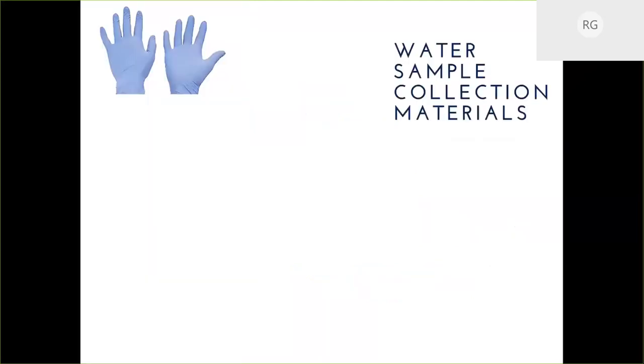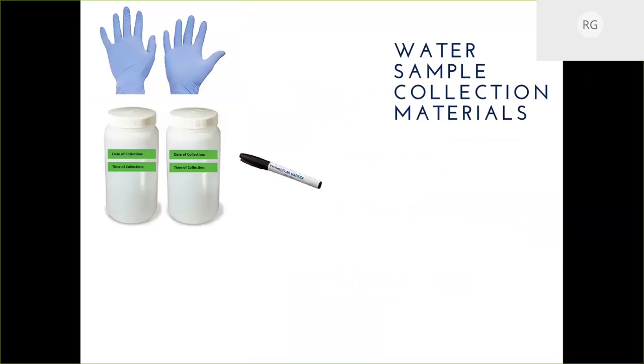So now we're going to look at the materials that you'll need when you collect your water samples. Again, gloves. You want to make sure that you're not contaminating the water sample. You never want to touch the inside of the water bottle or even the inside of the lid. You need bottles for collecting the water and a pen for labeling.